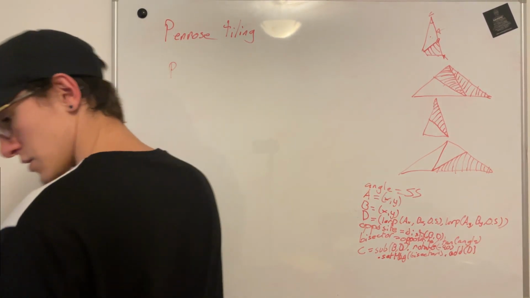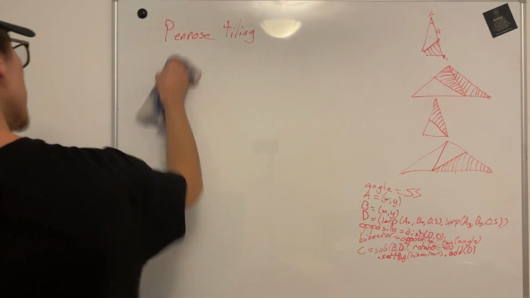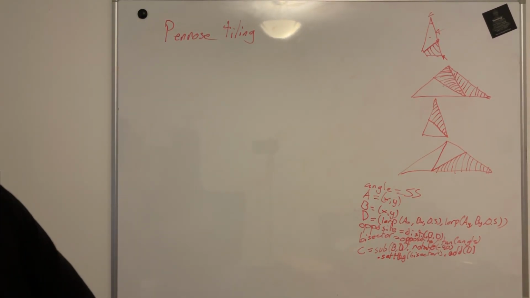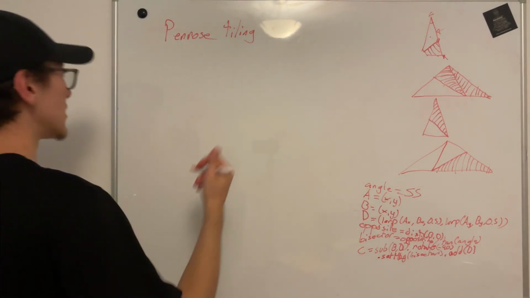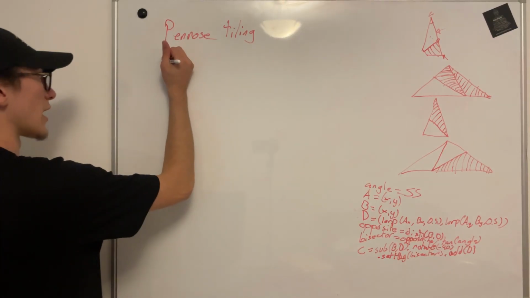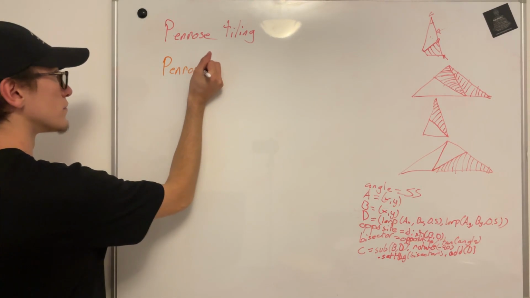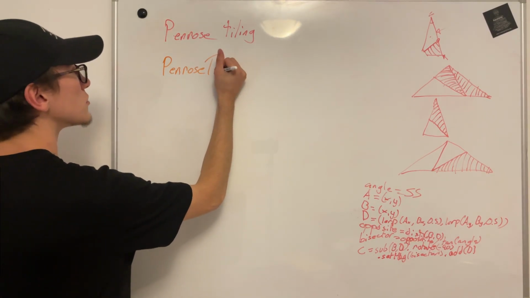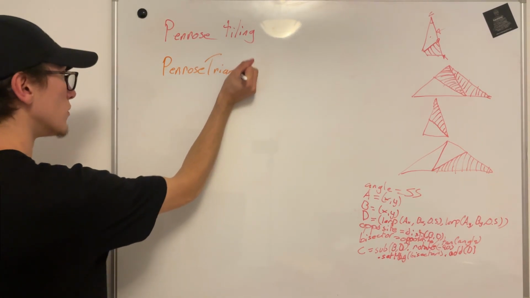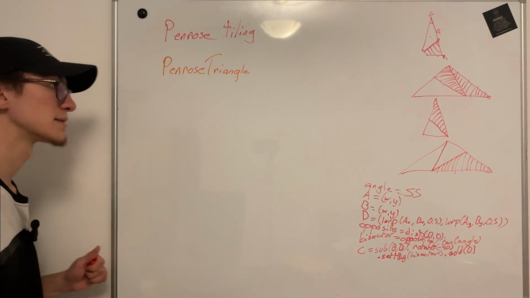Oh God, this marker is no longer living. Anyway, didn't like the red marker, so we'll go with orange. Hopefully that's visible on the screen, on the camera. So we'll have the Penrose Triangle class, right? So this will be the name of our class.